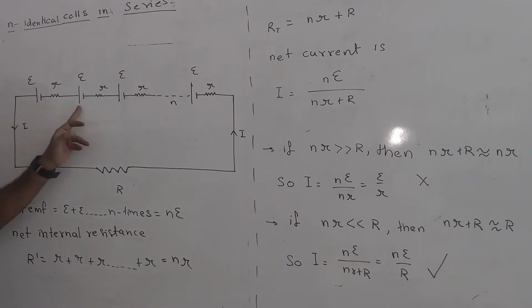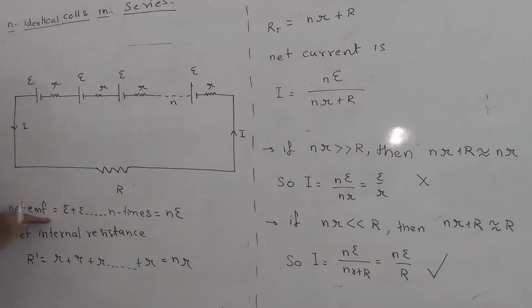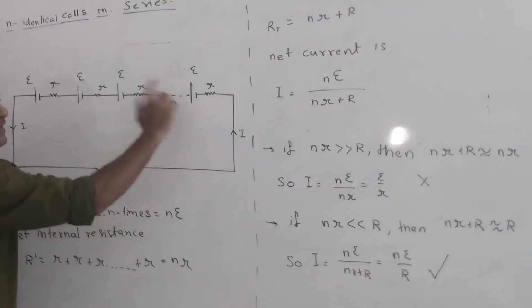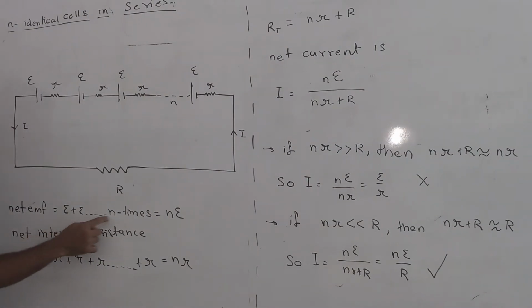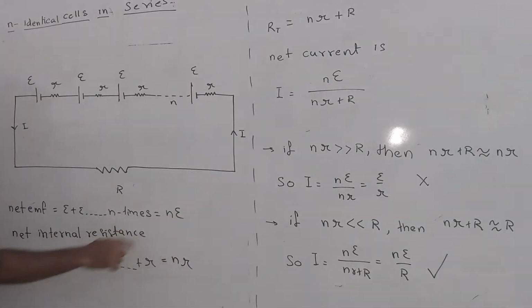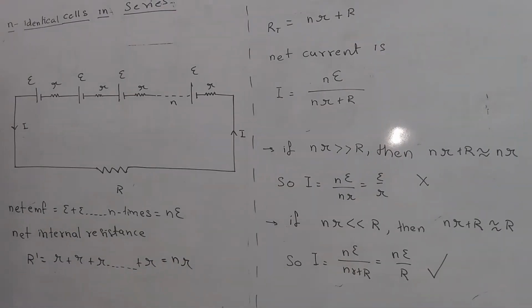Now if the cells are connected like this in series, the net EMF, the total EMF available in the circuit will be epsilon plus epsilon plus epsilon plus epsilon. How many times? N times. So the total EMF becomes N into epsilon.